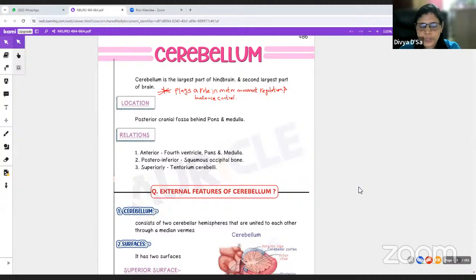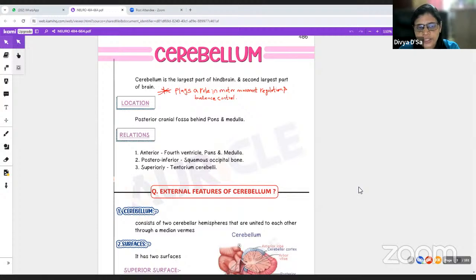So cerebellum. So we'll start with cerebellum. There are important topics covered in the cerebellum, and cerebellum is the most frequently asked question in neuroanatomy in the university exams. So what is cerebellum? Cerebellum is the largest part of the hindbrain and second largest part of the brain. It plays a major role in motor regulation as well as balance control.